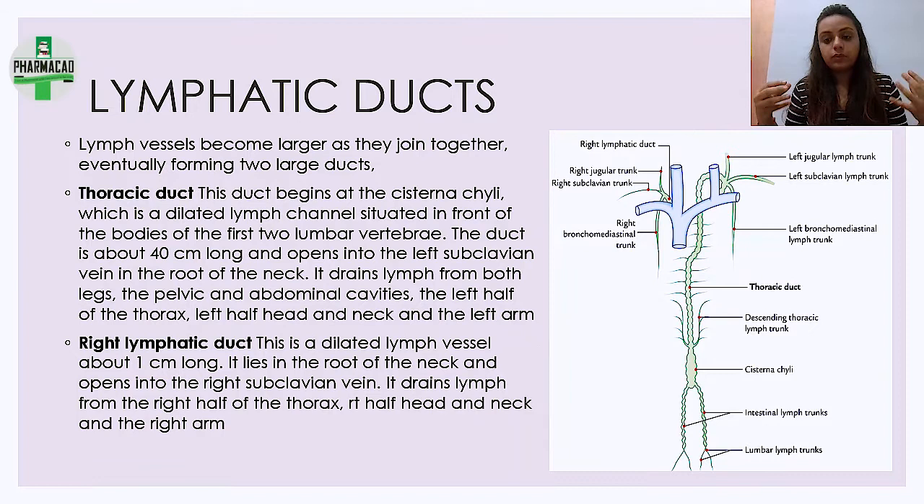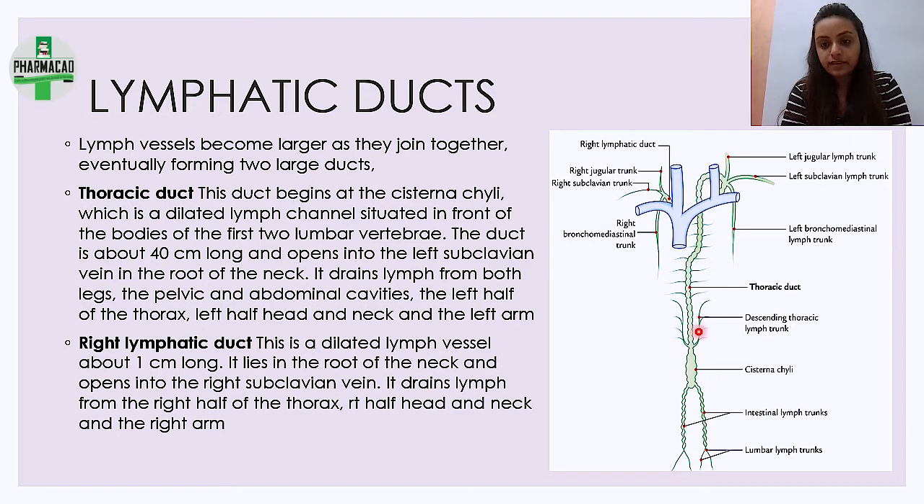Now these larger vessels, like I said, are going to the thorax. They form two ducts. The first one is the thoracic duct. The one that was coming all the way from below, that is the thoracic duct. You can see here the thoracic duct. It begins in the cisterna chyli, which is here, a dilated lymph channel situated in front of the bodies of the first two lumbar vertebrae, that is L1 and L2.